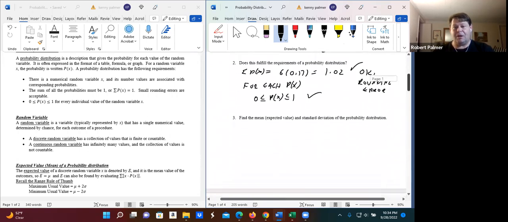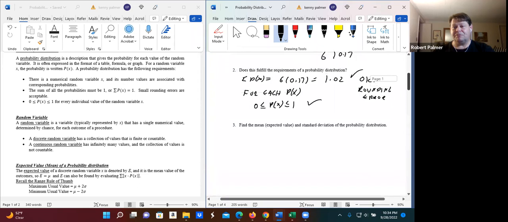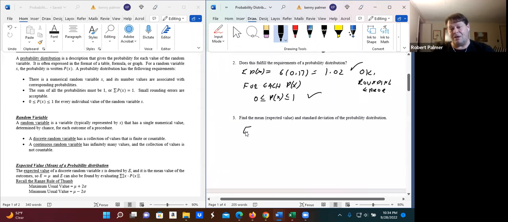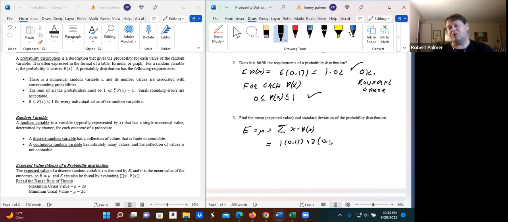Now, I want to find the mean and expected value of this. So the mean, E, which is equal to mu, is basically found by summing up x times the probability of x. So essentially it's a weighted average. And what this means then is we take 1 times 0.17 plus 2 times 0.17, and then the dots mean we continue all the way up to 6 times 0.17.